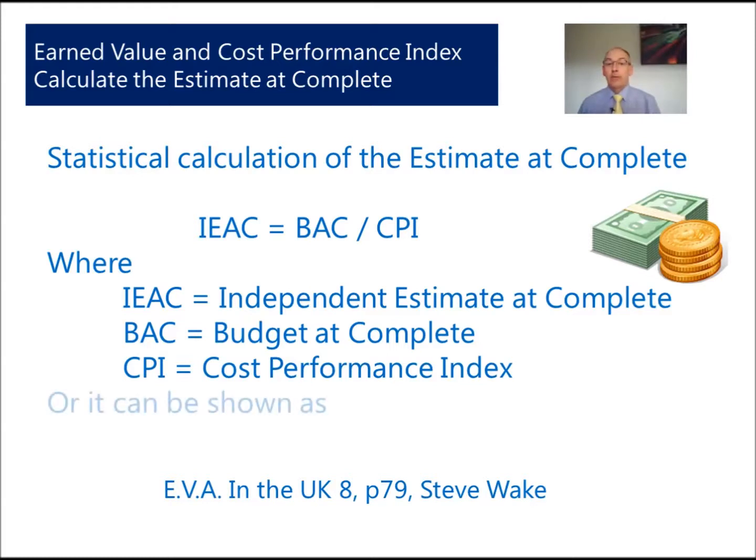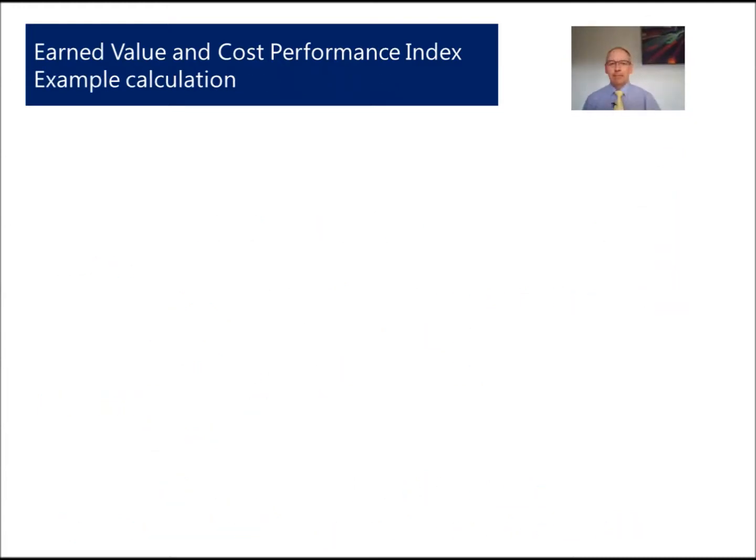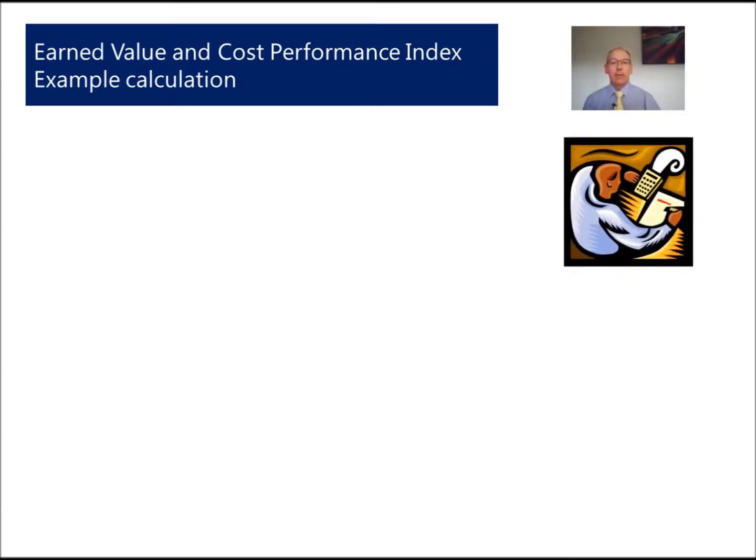Alternatively, it could be shown as estimate at complete equals budget at complete divided by the CPI. And again, this looks at two publications: EVA in the UK by Steve Waite, or the Earned Value Management Maturity Model by Ray Stratton. So lots of theory, lots of algorithms. Let's look at a worked example.